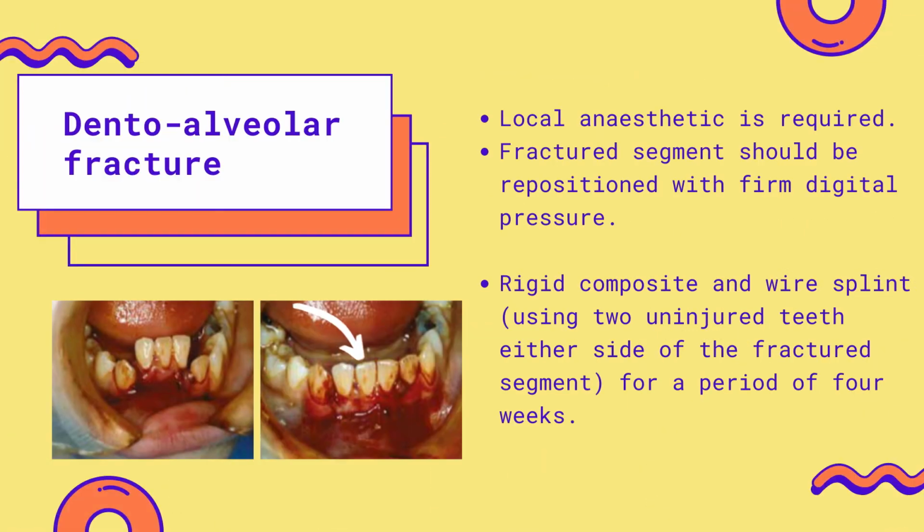Dental alveolar fracture. Local anesthetic is required. Fractured segment should be repositioned with firm digital pressure. The teeth should be immobilized in their re-established position by a rigid composite and wire splint using two uninjured teeth either side of the fractured segment for a period of 4 weeks.